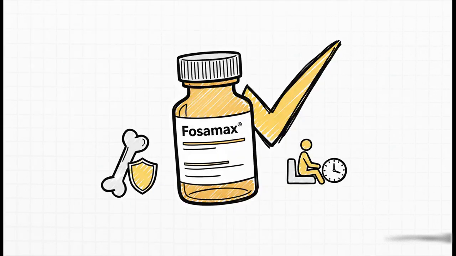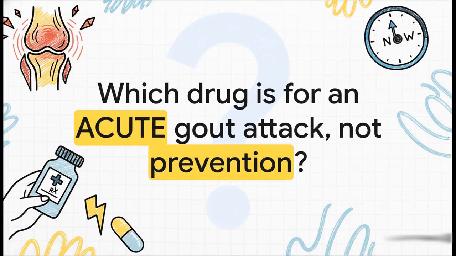If you said bisphosphonates, you got it, with alendronate, brand name Fosamax, being that classic example. And please, never, ever forget those critical counseling points. Stay upright. Question 2. A patient is having a painful, acute gout attack.